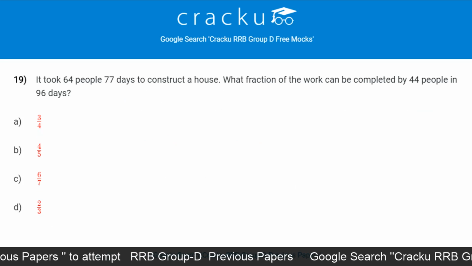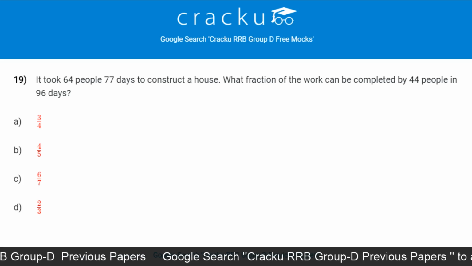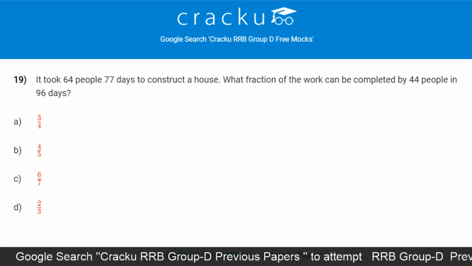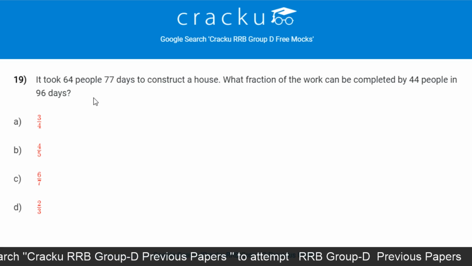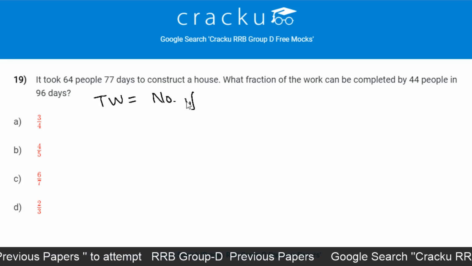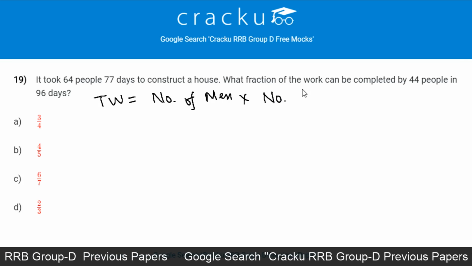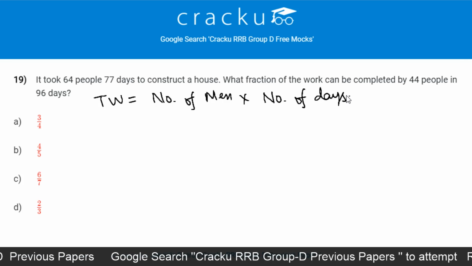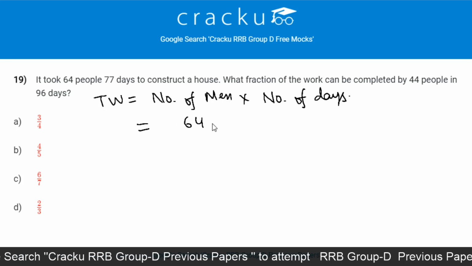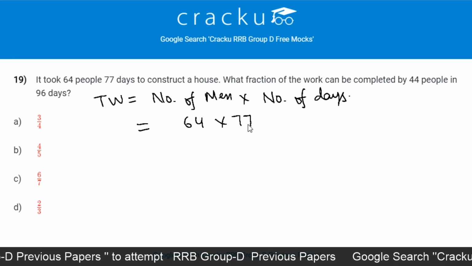Next question. It took 64 people 77 days to construct a house. What fraction of the work can be completed by 44 people in 96 days? To calculate the total work, it is calculated by number of men into the number of days they work. Here the total work is given by 64 people, that is 64 men into 77 days.